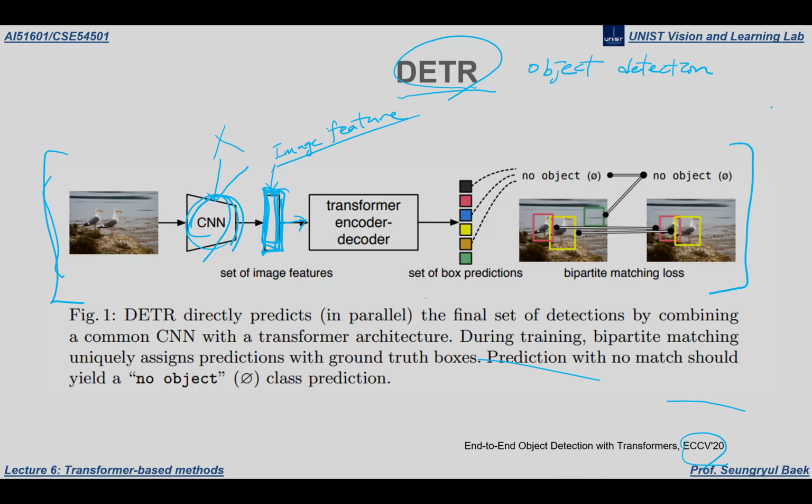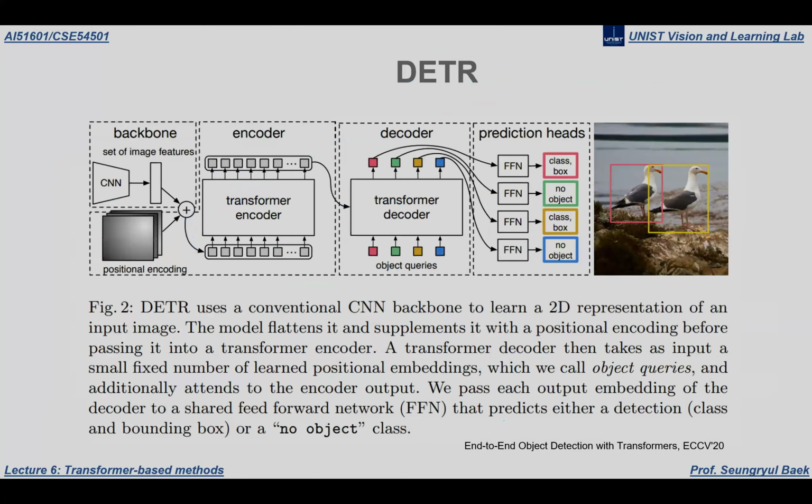Because DETR is dealing with a slightly more complex task, object detection rather than image classification, it requires both an encoder and a decoder. So DETR has both encoder and decoder architectures. The Vision transformer only has the encoder, but DETR has both. Then it outputs the set of bounding boxes and the class information. We will see this in more detail in the later slide.